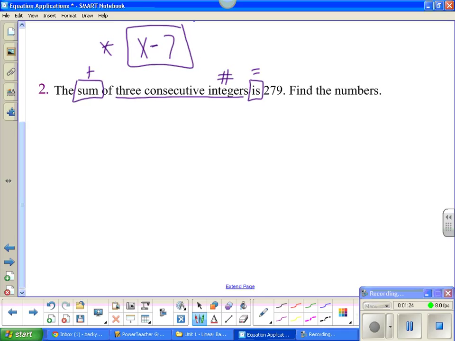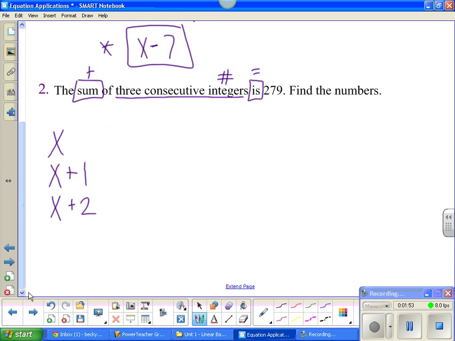So 3 consecutive integers means we have 3 numbers in a row, like 5, 6, 7, or 14, 15, 16. But the problem is I don't know what they are. So I'm going to let the first one be x. The next one is always going to be 1 more than that, so x plus 1. And then the third one is going to be 2 more than the original. So again, if the first number was 5, 5 plus 1 would be 6, and 5 plus 2 would be 7, and that would give me 5, 6, 7, 3 consecutive numbers.